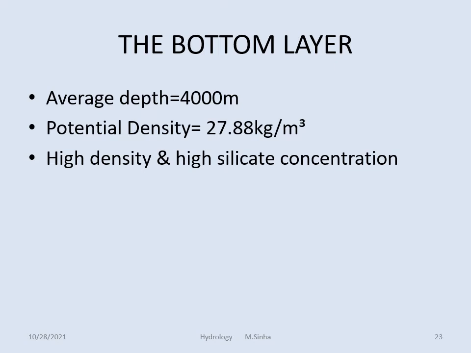Now come to the bottom layer of Atlantic Ocean water. The average depth is more than 400 meter and potential density is more than 27.88 kg per cubic meter. Bottom part of the water mass is highly dense and high concentration in salt and silicate, and temperature is very low, that is the cold water mass.